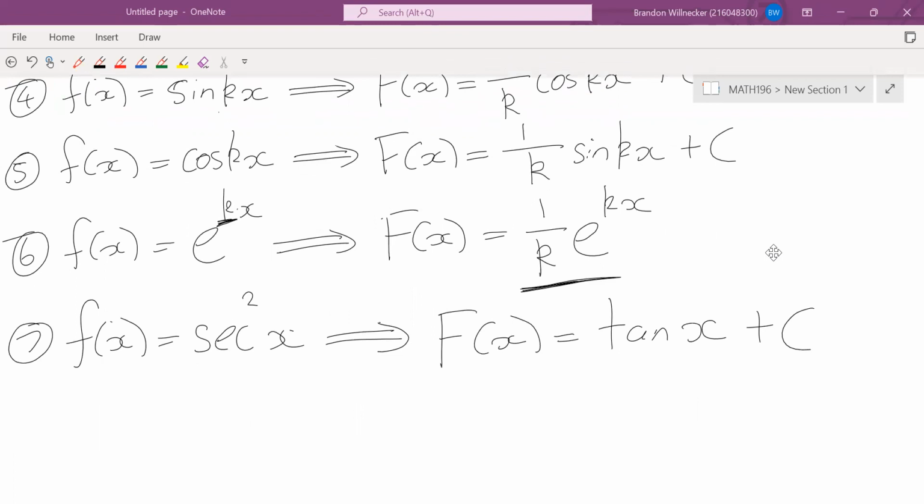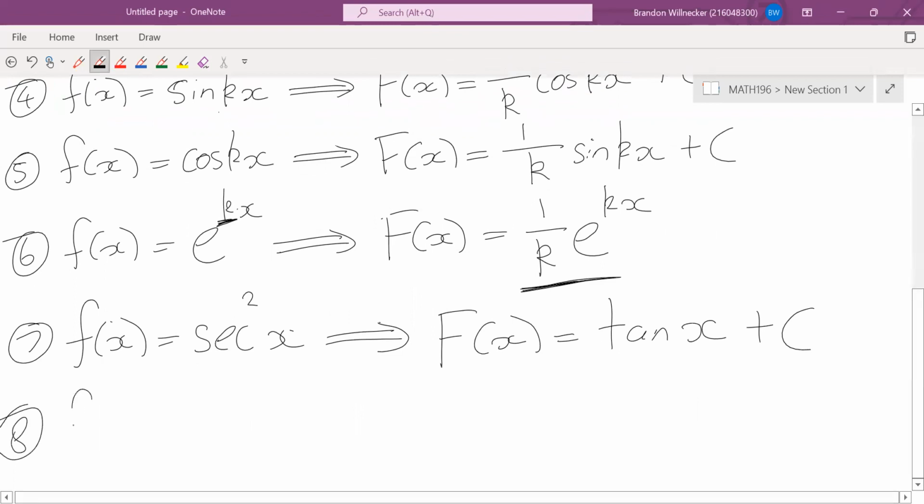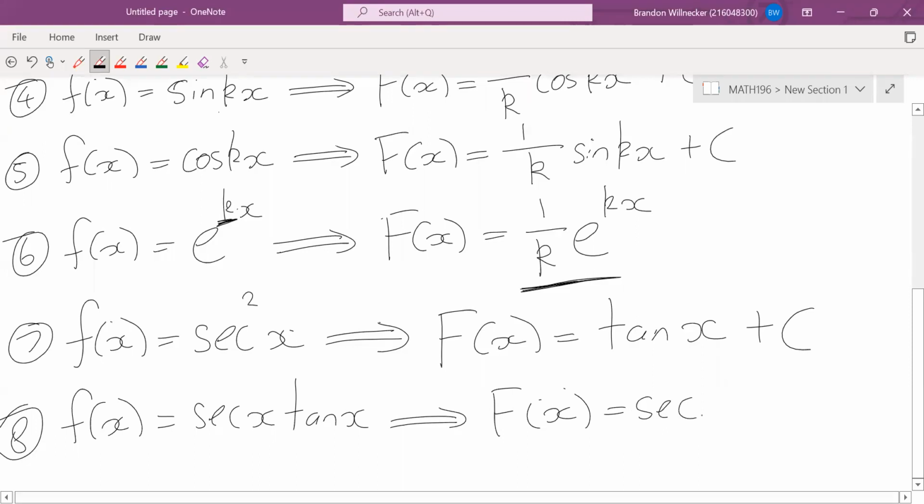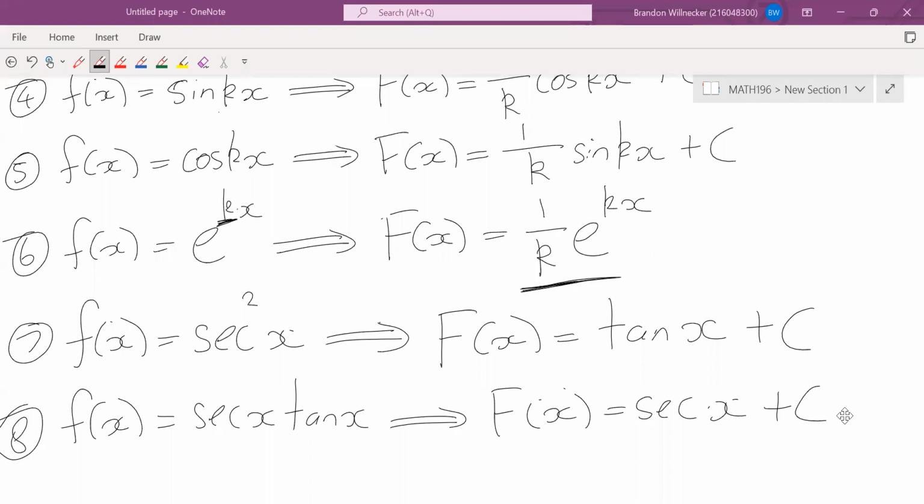Okay, and then number 8. F of x is equal to sec x tan x. The antiderivative in this case will be sec x plus c. And you can check that by just differentiating going the other way. So the derivative of tan will be sec squared. The derivative of sec will be sec tan. So you integrate going one way, you differentiate going the other way.